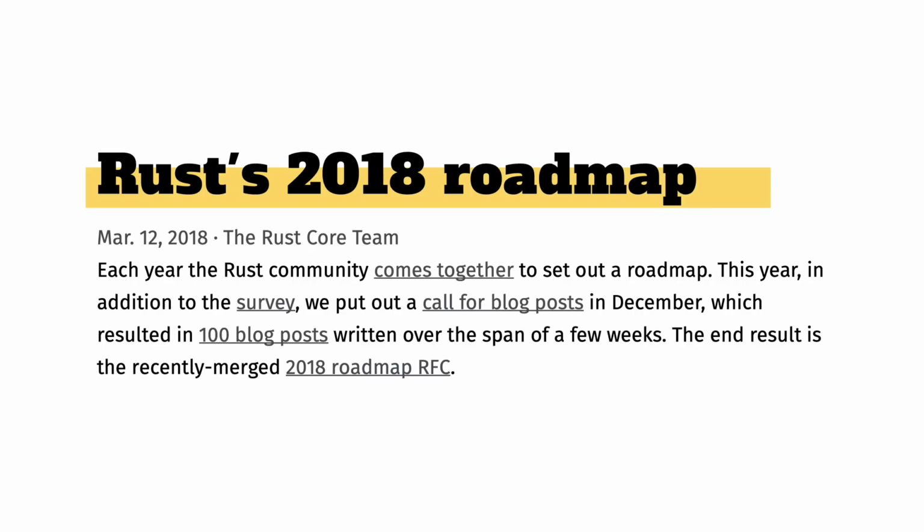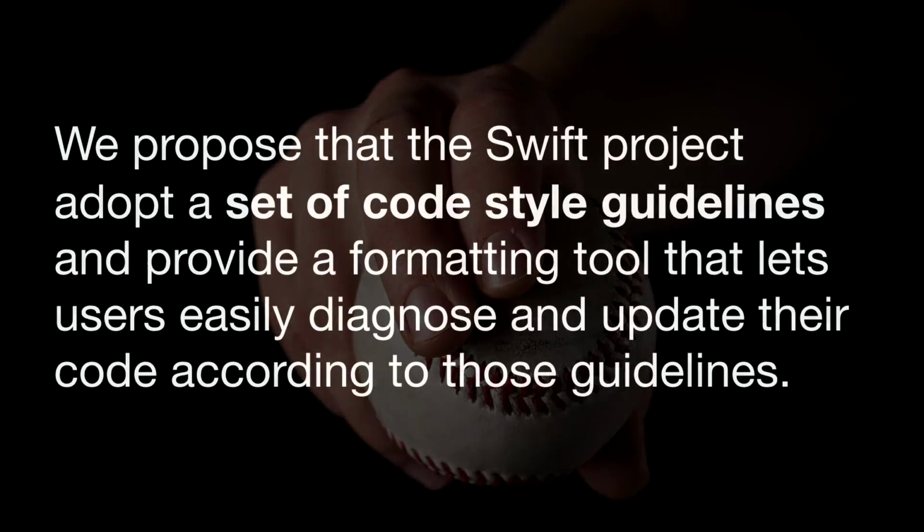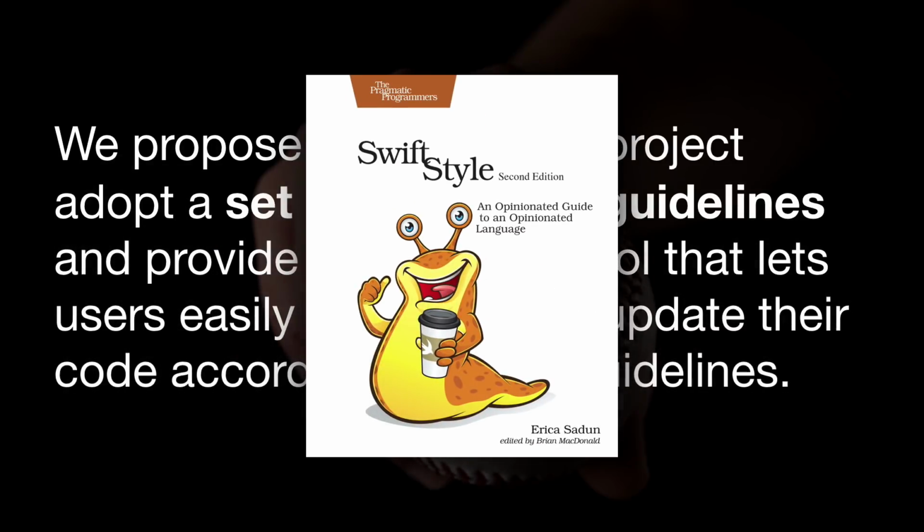Here's how Rust handles forward planning. There's a public roadmap that gets merged into a bigger plan for the year. And actually Microsoft did something similar for C# 8. I said earlier that we're now past 250 Swift evolution proposals, and the 250th proposal was to adopt a fixed set of code style guidelines. Now for many people, there's a book by Erica Sedun called Swift Style. This is the de facto style guide for us. It goes way further than SE 250, and it's highly recommended.